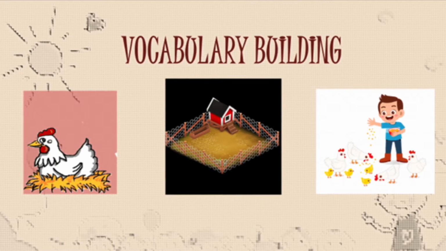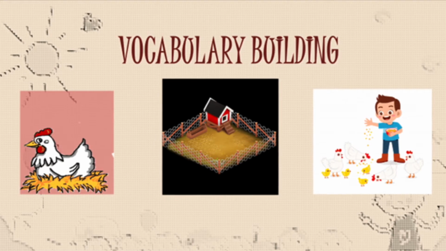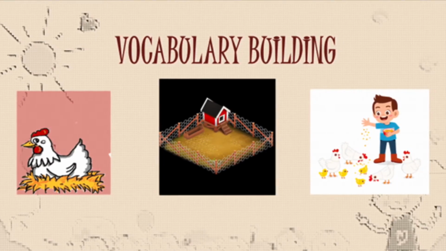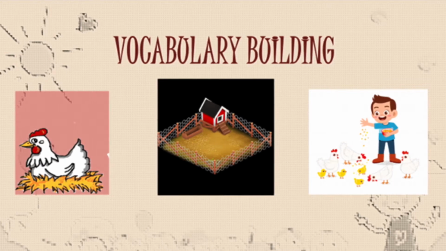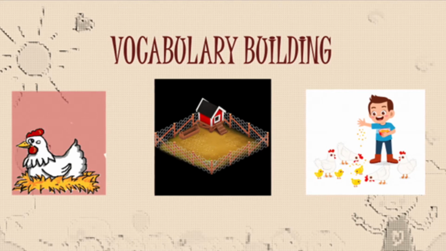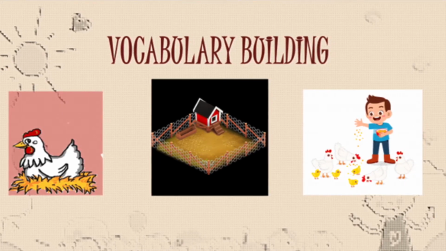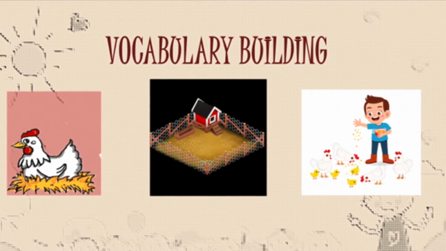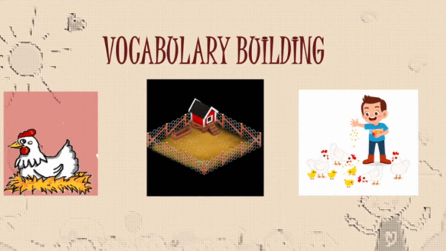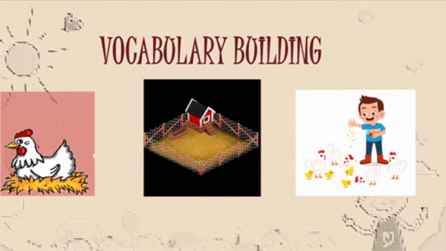The first picture. Oh, it has a sound. Walk, walk, walk, walk. Do you know what it is? The second picture. It is the place where the animals stay in the farm. Third picture. It is a picture of a boy that feeds the chicken. So do you know these pictures now?